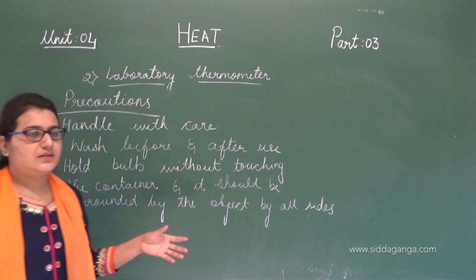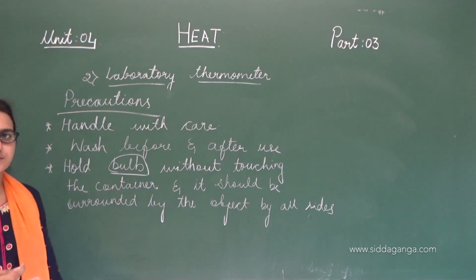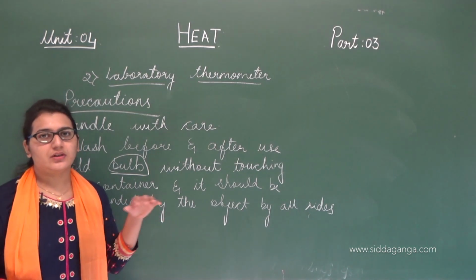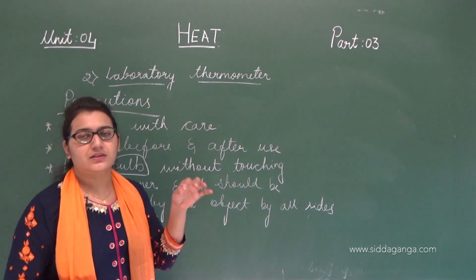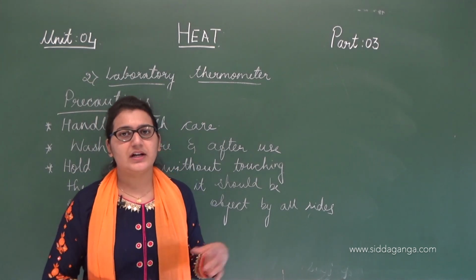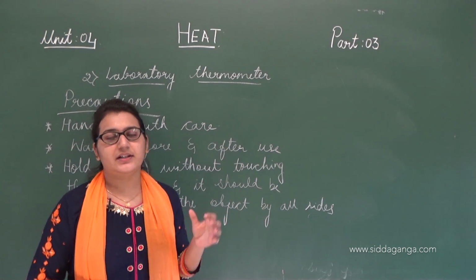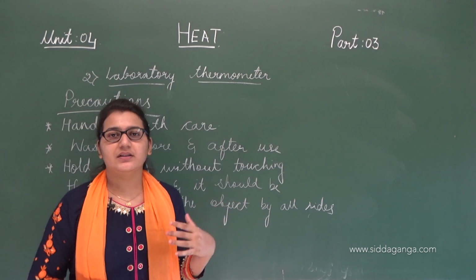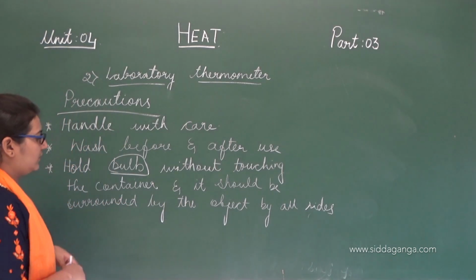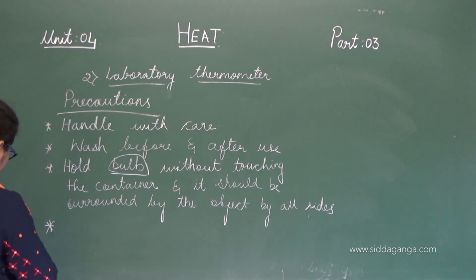Clear? This point we have discussed: the bulb should not touch the container, and it should be surrounded by the object from all sides. While we were discussing measuring the temperature of water, the bulb was surrounded completely by the water. That is how it has to be used. The bulb should not touch the container or any side of the container. It should just be surrounded by the object, for example water, like what we have seen earlier. That is how the bulb should be taken care of.